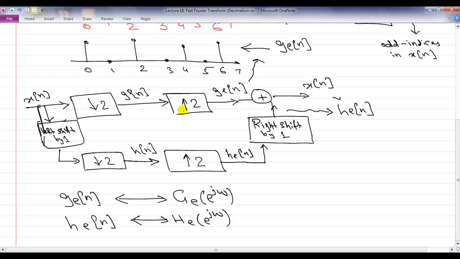Now this g e n is the expansion of g n. So when we expand a sequence, what happens to the frequencies? The frequencies get compressed. Right? So what is the relationship of G e of e to the j omega to the Fourier transform of g n? That is just G of e to the j 2 omega, right? A compression by a factor of 2. Similarly, H e of e to the j omega, since we are expanding by a factor of 2, we are getting a compression of the frequencies by a factor of 2. So we get H of e to the j 2 omega, where this H and G are Fourier transforms of length n by 2 sequences. Okay, so this is what we are going to now use.